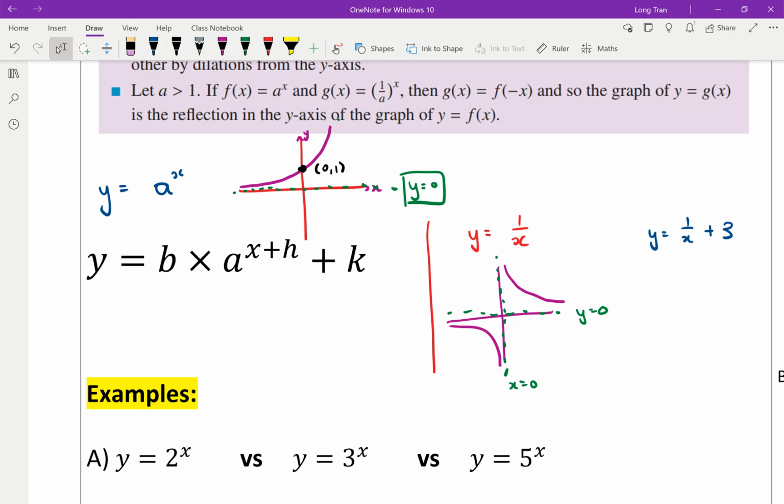Now this is where I want you to predict 2 to the power of x and 3 to the power of x. What's the difference between the two if they both have this same shape? How would you show them differently on a graph, logically? If you were to predict, how would they look different?